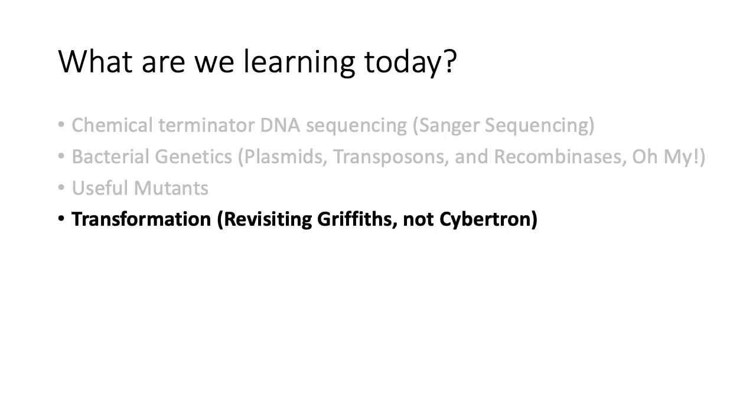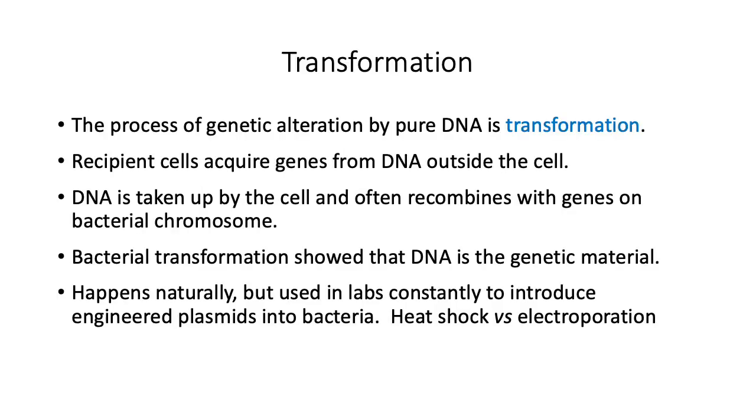Okay, transformation. This is how you get your plasmid into bacteria of interest. And this is what Griffith was seeing when he was injecting dead S-strain pneumococcus plus living rough strain, or vice versa. At this point, I've already forgotten which is which. When he was injecting the one live and the one dead strain, and it killed the mice anyway, that was DNA transformation. So how does that work?